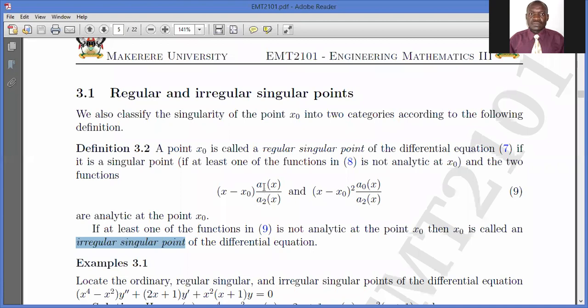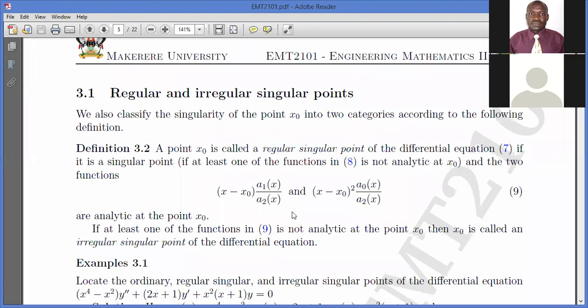That will, of course, be based on the nature of the functions A1 and A2, and you establish if this remains analytic or non-analytic. If it is non-analytic, you conclude that that point will be an irregular singular point. And if it is indeed analytic, then it will be regular.